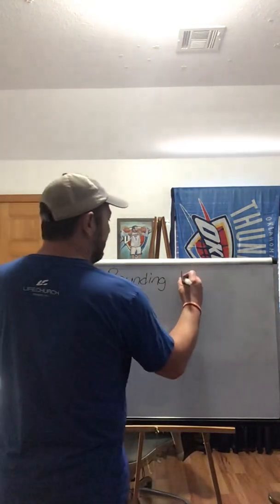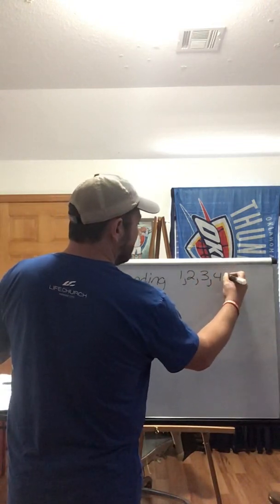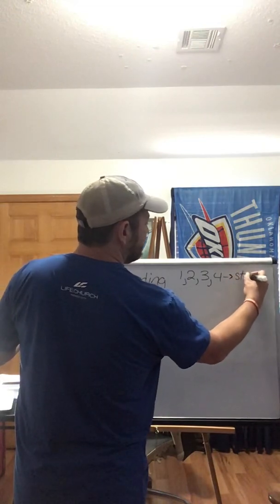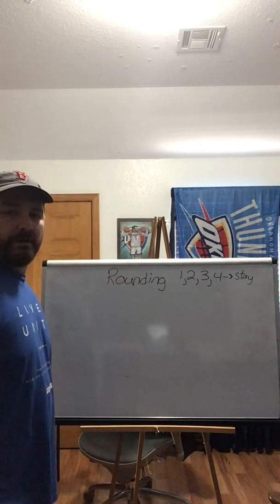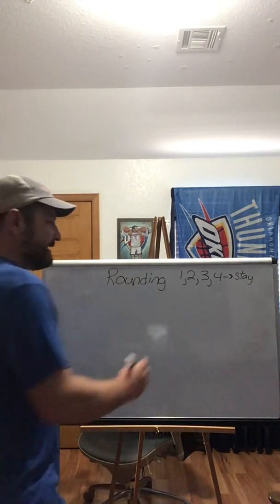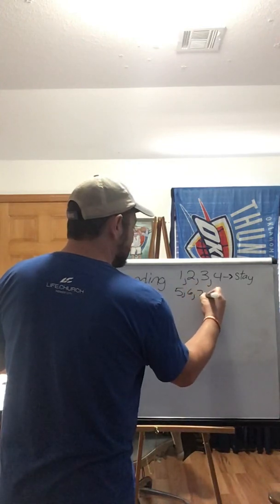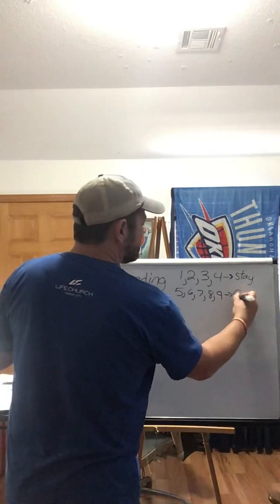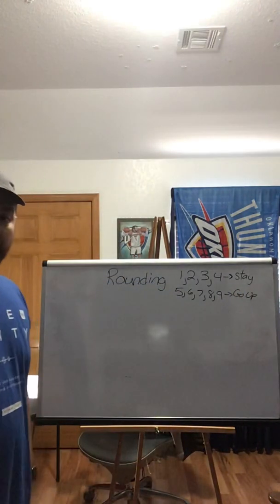I want you to write down 1, 2, 3, and 4, and then write the word stay. Just do it: 1, 2, 3, or 4, stay. Then I want you to write 5, 6, 7, 8, 9, and write the words go up. Okay, so now let's put those into play.